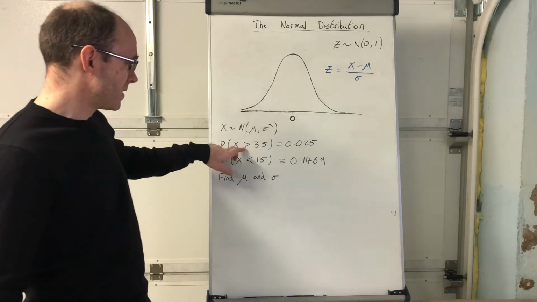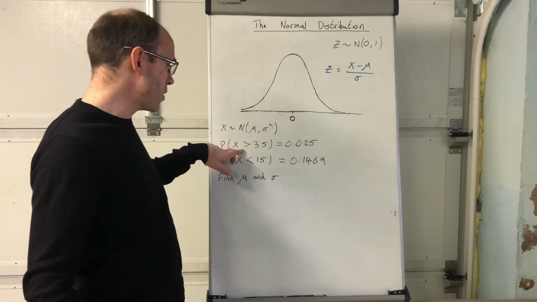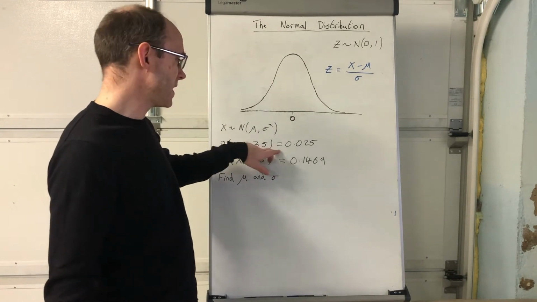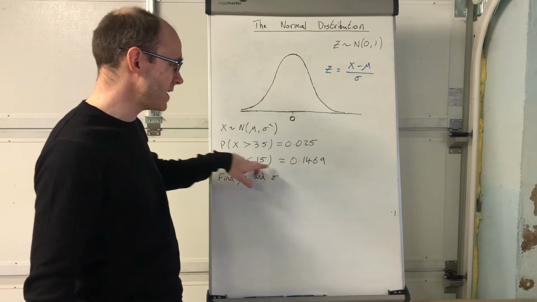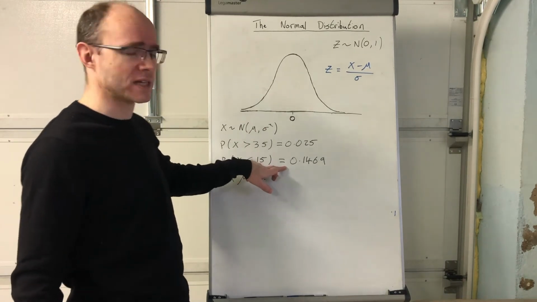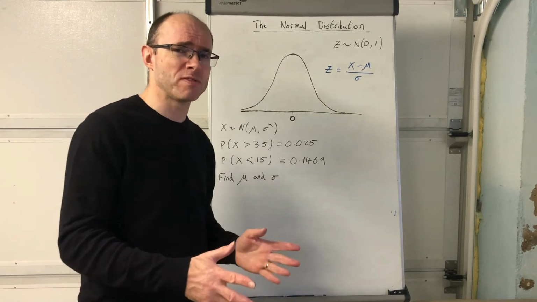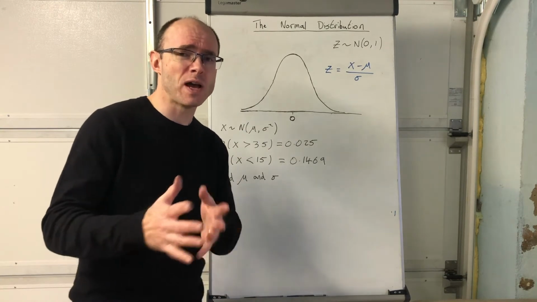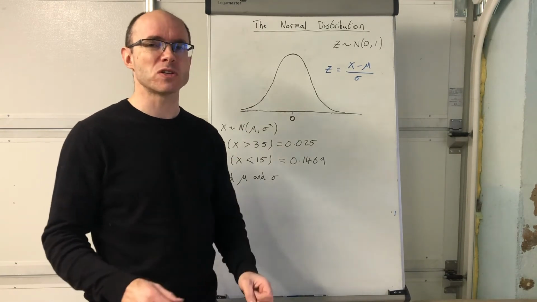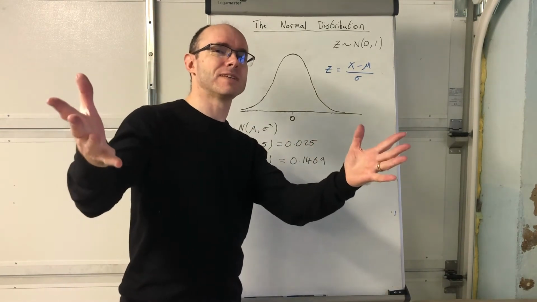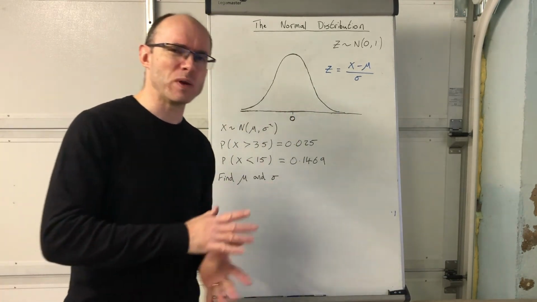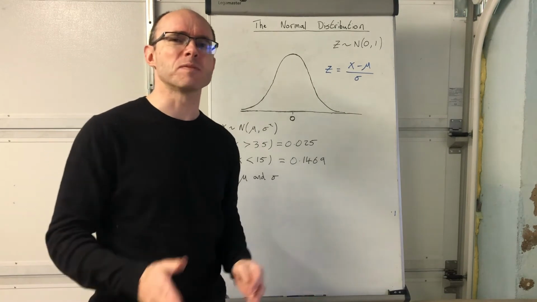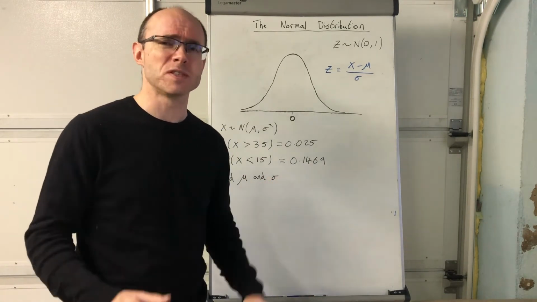Anyhow, the information we're given that we're going to use is: probability x is greater than 35 is equal to 0.025, and probability x is less than 15 equals 0.1469. Now we're given two bits of information because we need to work out two unknowns, and that means this question is about simultaneous equations. So look out for that.